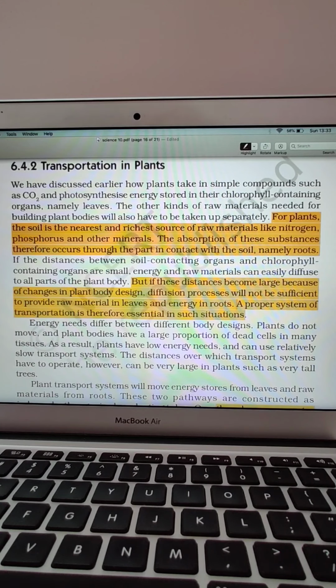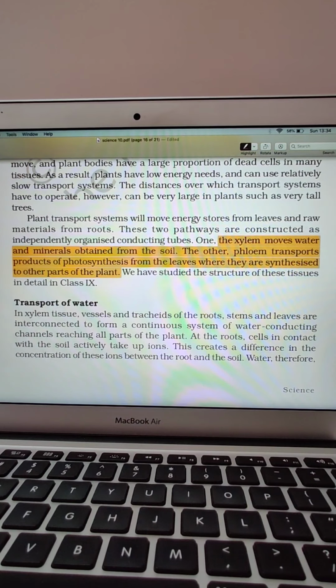The water and the mineral salts are absorbed from the soil and transported through the plant by the roots. These mineral ions get easily dissolved in the water and are absorbed through the roots. Transportation in plants involves special tissues called vascular tissue. In class 9, you studied that there are two types of vascular tissue: one is xylem and the other is phloem.